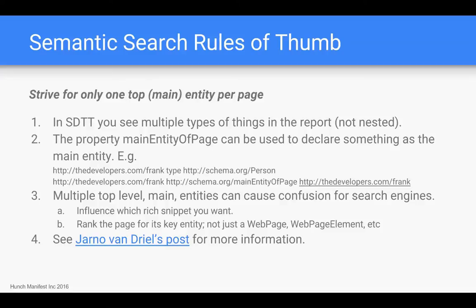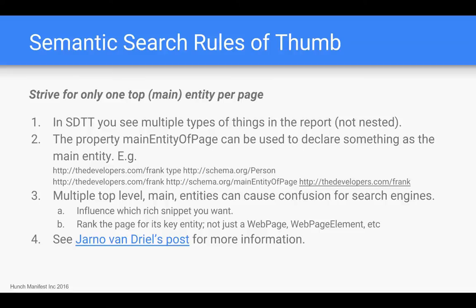So here in bullet point 2, we have thedevelopers.com/Frank. That's a page that is including markup about a person. So we're saying that this page is about a person. Perhaps it's also an article or maybe a web page as well or something else. But the key property and relationship here is the main entity of the page. So thedevelopers.com/Frank has the schema.org/mainEntityOfPage of thedevelopers.com/Frank. It's a kind of funny way to say this, but you can say that this person is the main entity of the page that they're currently on.